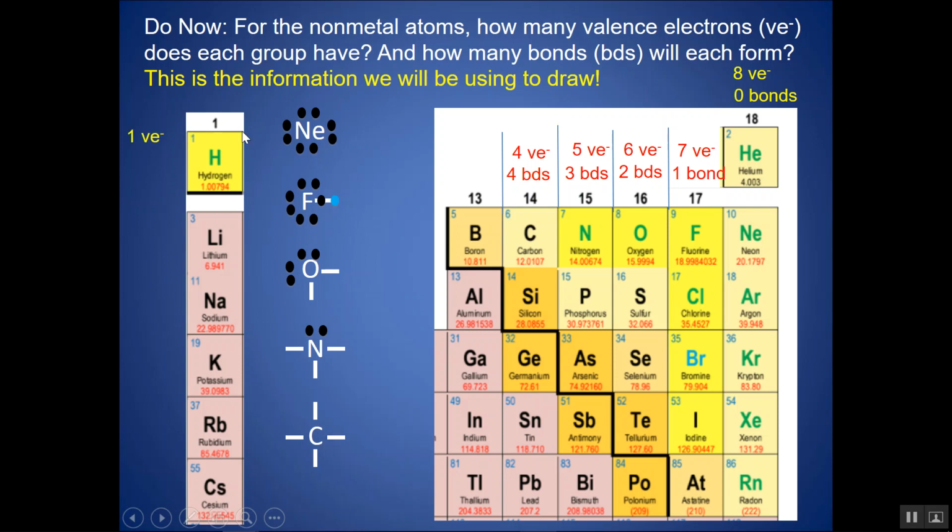And don't forget hydrogen over here is still a nonmetal. It has 1 valence electron and it would form 1 bond. So hydrogen might look something like this. Hydrogen will never have extra dots because it only owns 1 electron.